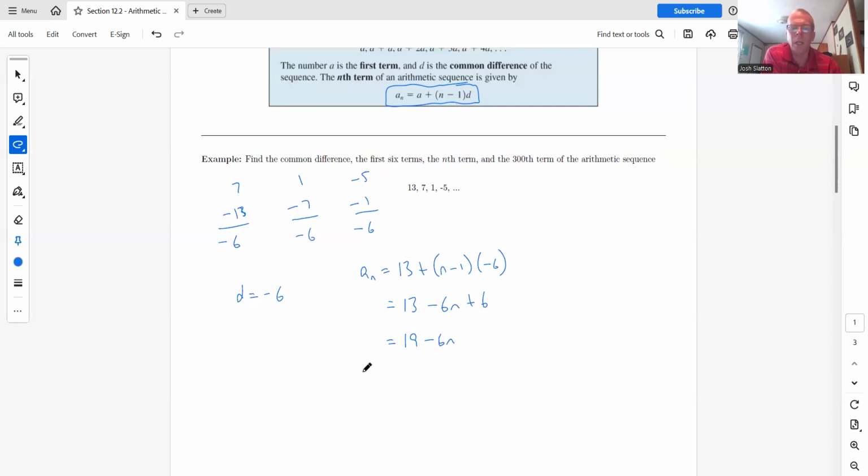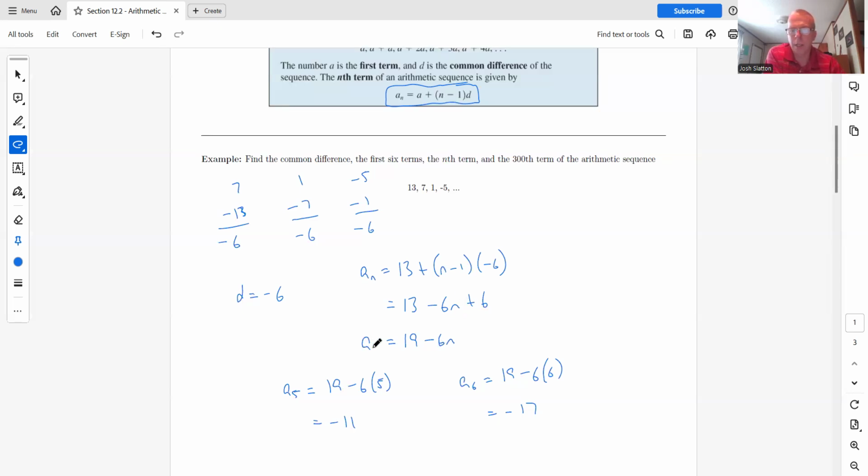So now, if we want the first 6 terms, we had the first 4 terms, so let's just start with a5. That would be 19 minus 6 times 5. And we could, of course, subtract 6 from that, which would give us -11. And then a6, we could either do 19 minus 6 times 6, or we could do -11 minus 6, but either way we get -17.